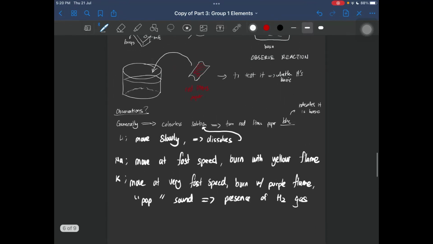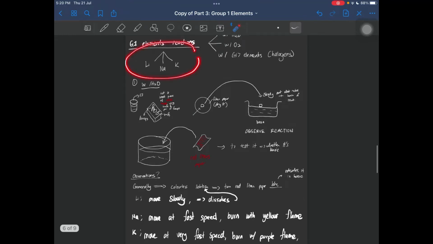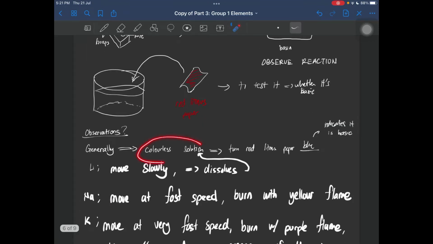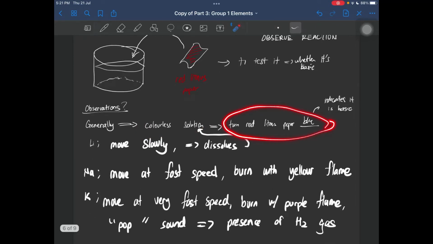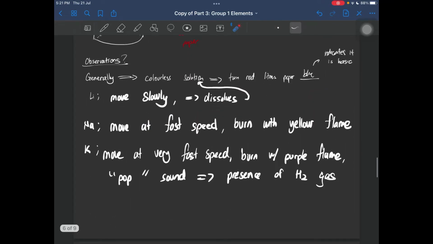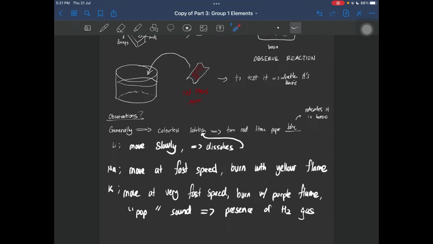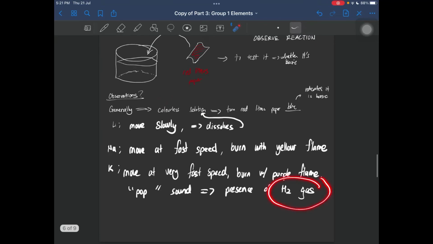Okay, so from this experiment, what you should be able to deduce is the reactants are, of course, the alkali metals and also water, and it's going to produce something that's going to dissolve to form a colorless solution, which turns red litmus paper blue. That's the tip. And then you know that there's a presence of hydrogen gas, so the products would be something which is going to dissolve to form a colorless solution, which is basic, and also hydrogen gas.